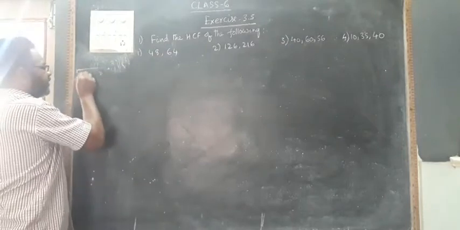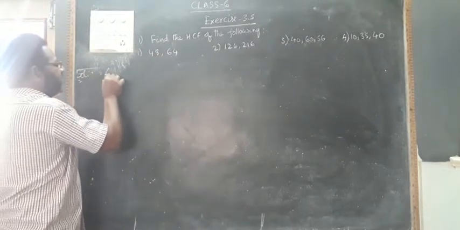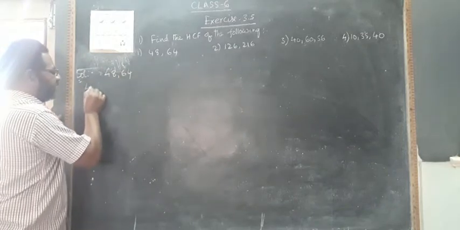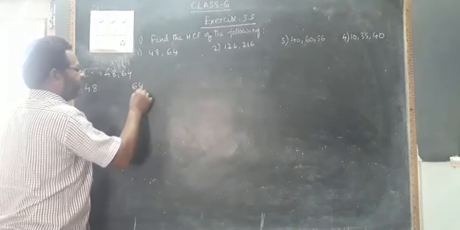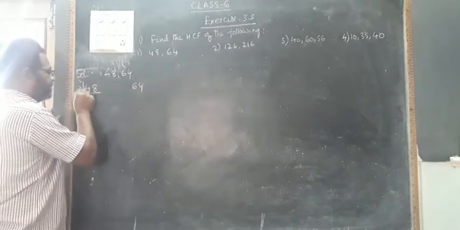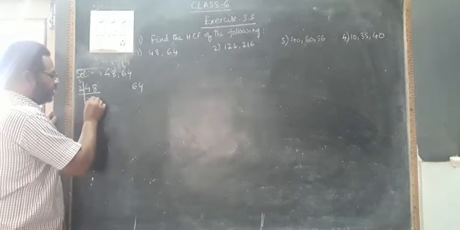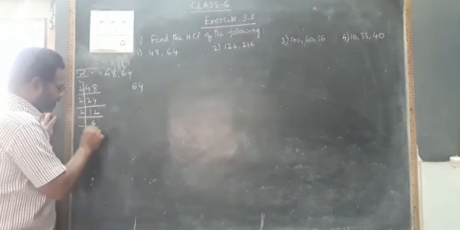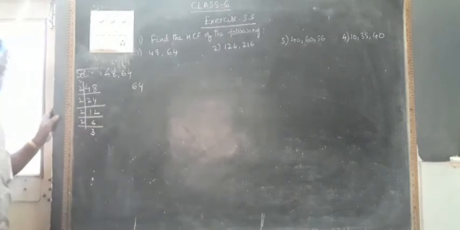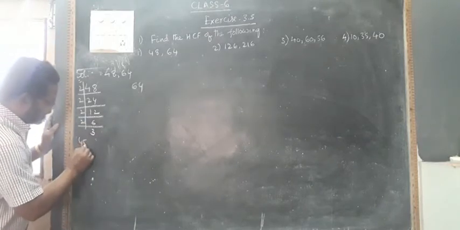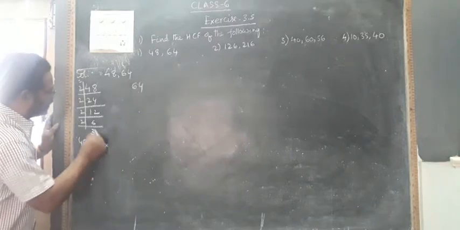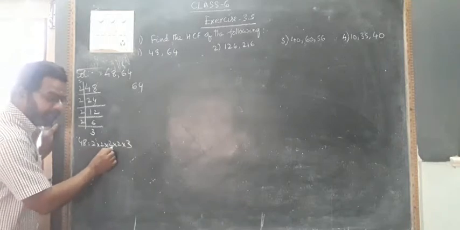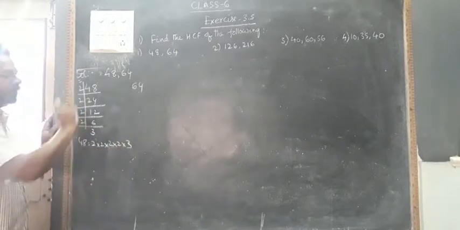First sum, we shall go for the first sum. What is the first sum they have given? 48, 64. First we shall write 48 and 64. Prime factors, 2 table. 2 24, 2 12, 2 6, 2 3. That means 48 is equal to 2 into 2 into 2 into 2 into 3. 2 2 is 4, 4 2 is 8, 8 2 is 16, 16 3 is 48.